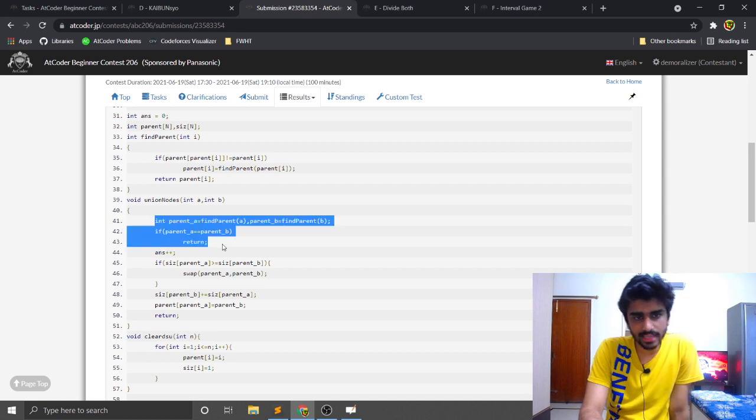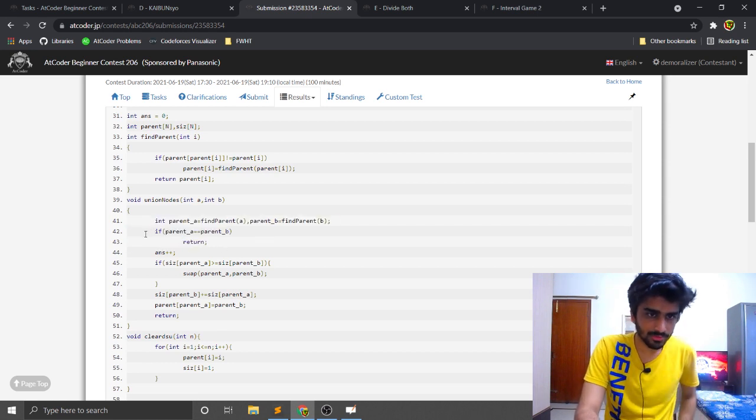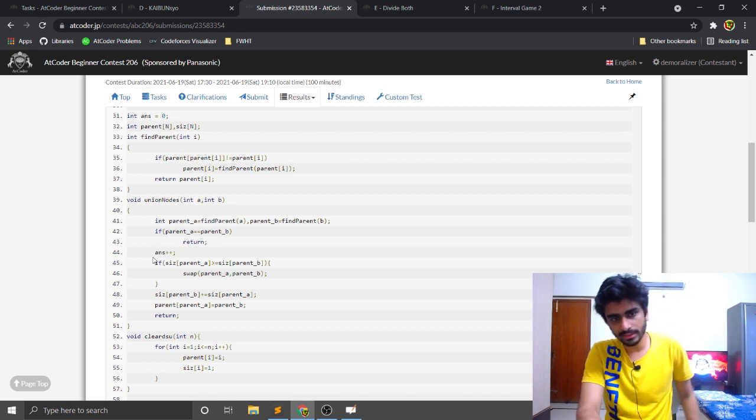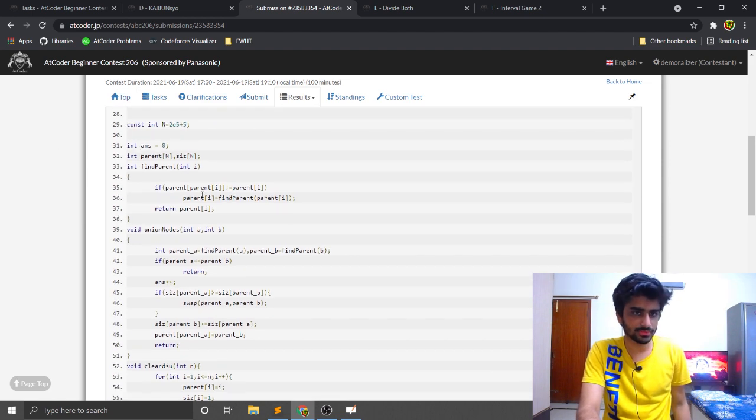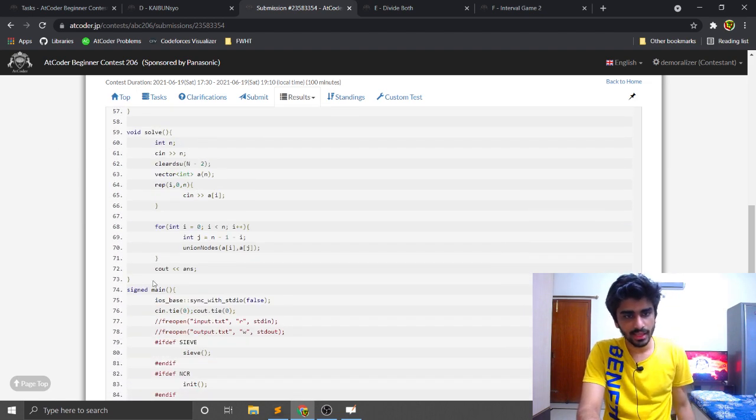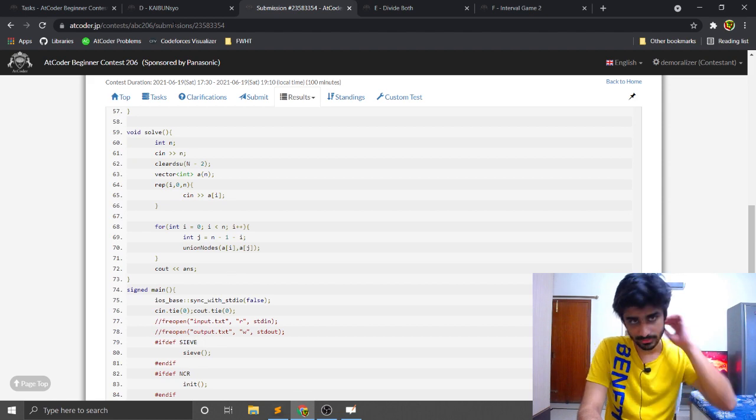This part just checks if they are already in the same set or not. If they are already in the same set, then I return and don't do anything. But if they are not in the same set, then I will perform the union, and I will also add one to the answer. This way the answer will increase, and I'll just print the answer at the end, and yeah, it works.